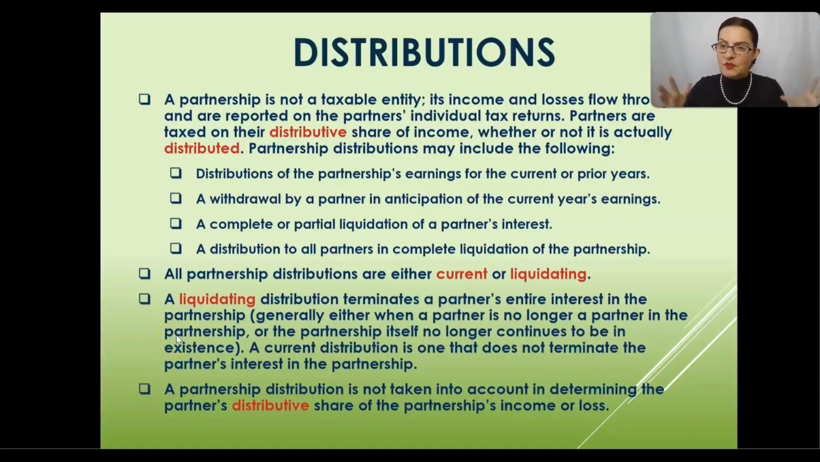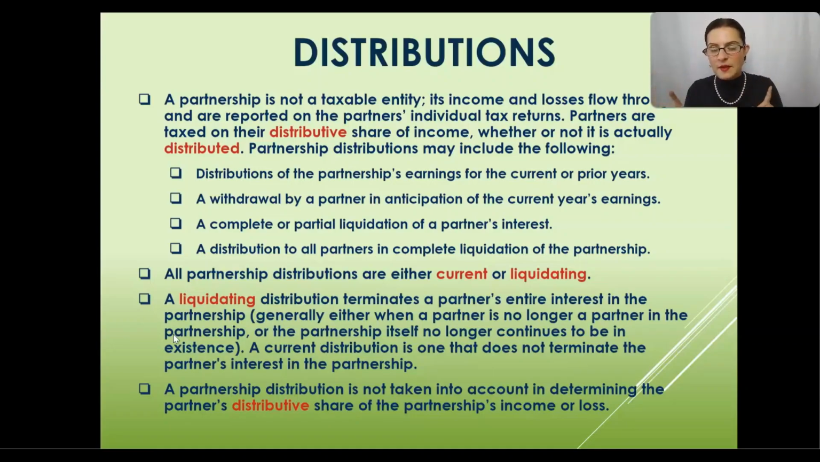So, for example, if you have a partnership and there's two partners, let's say it's me and my brother, and we're running a business together, and the business has $100,000 in profits. We're each going to pay tax on $50,000 of profits. That's our distributive share of partnership income. He gets 50% of the profits. I get 50% of the profits.